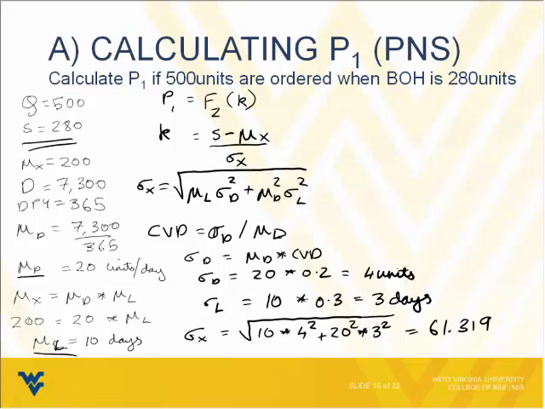So, going all the way back to K, we now have our reorder point, which is 280, minus our average of lead time demand, which is 200, divided by 61.319, which is approximately equal to 1.30.